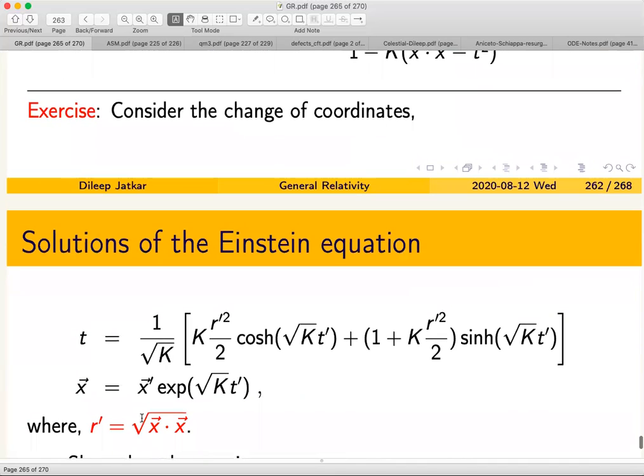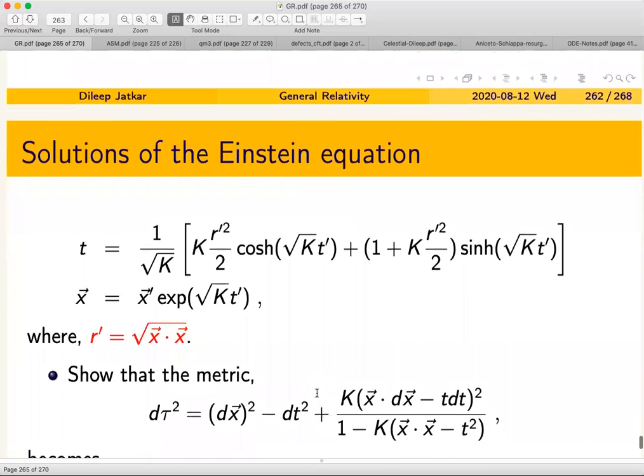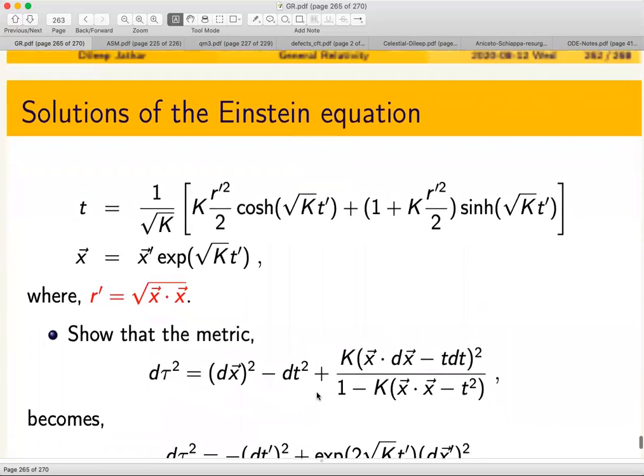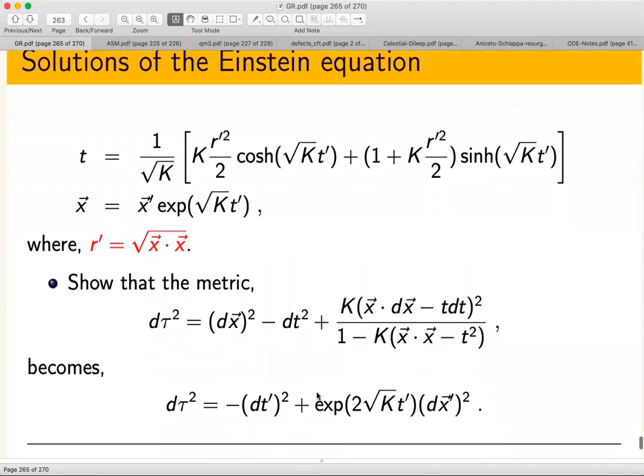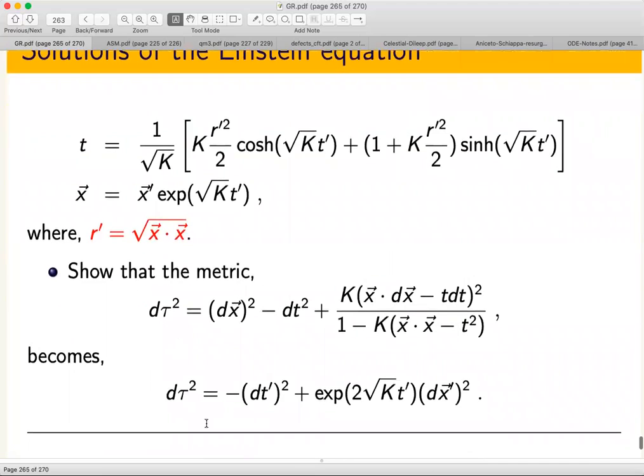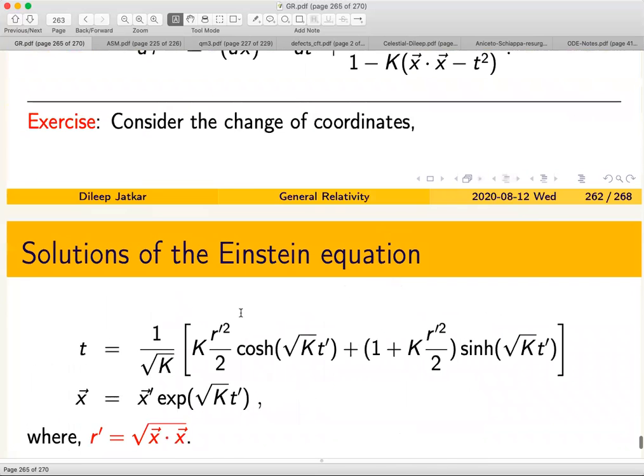Okay, r prime is just, I should have put primes on this, x prime dot x prime basically. Okay, fine. So once you do that, then you can show that the metric becomes a metric which looks like this. Okay, this is a metric that we have written down just above here.